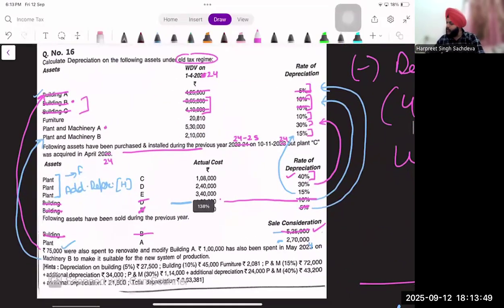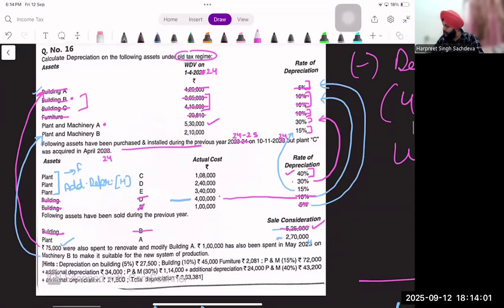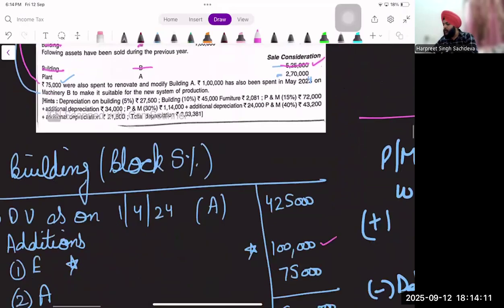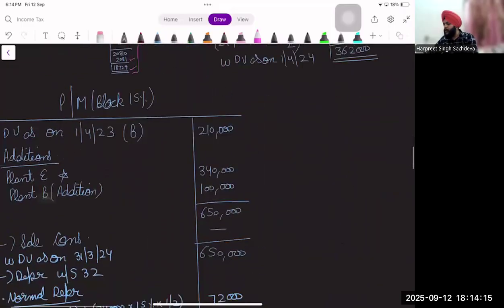Now, plant and machinery block 30%. WDV as on 1st April 24, 5,30,000. Any arrow? Yes, sir. This is the arrow. Plant D is purchased for 2,40,000 and plant A was sold. Yes, there is a dot also. 2,70,000. Okay. Now, plant and machinery block 15%.